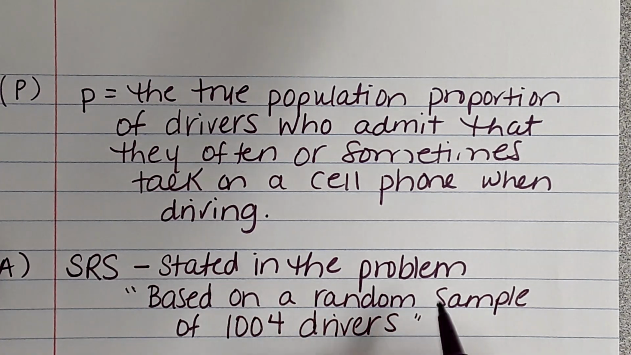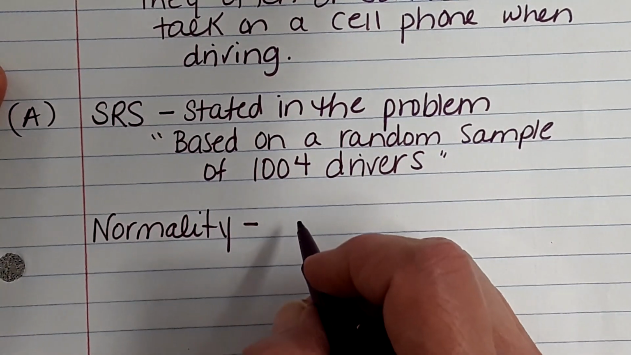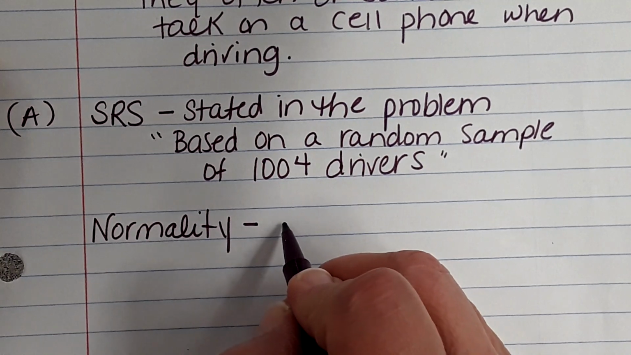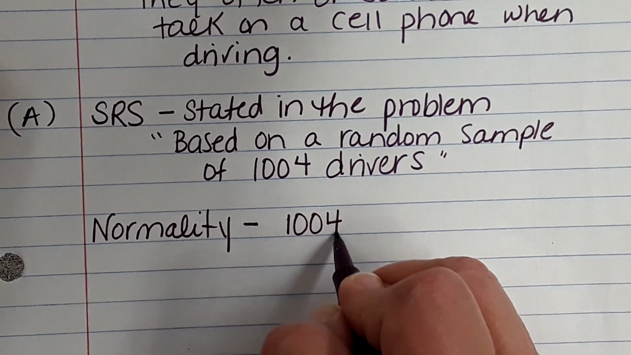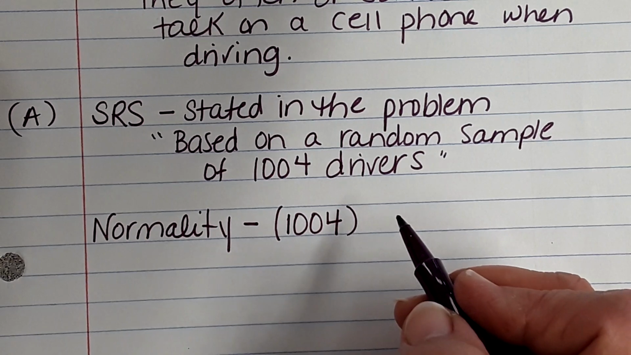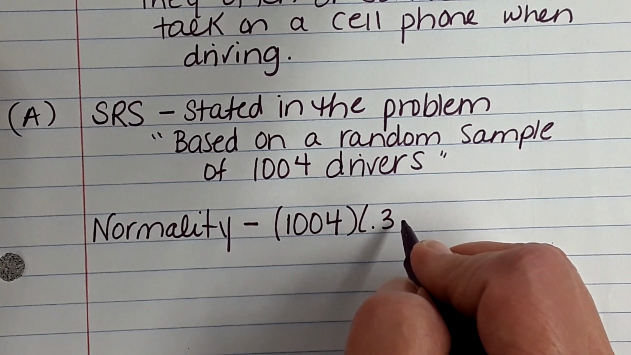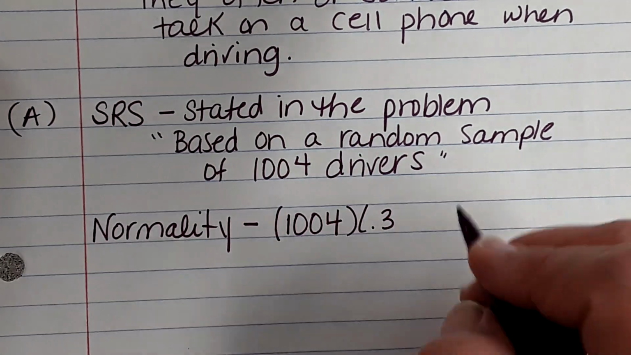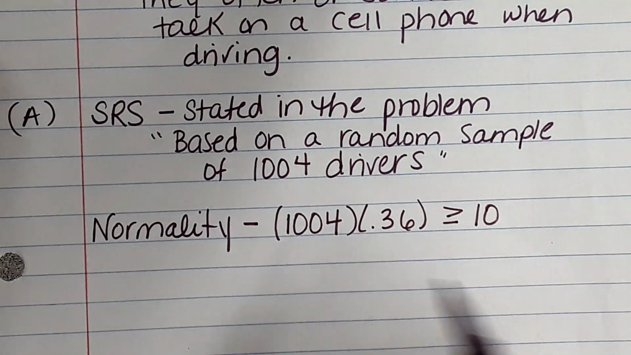Okay. Now, normality. How do you prove normality? We have two things for proportions. So n times p. What's our n? 1,004. And what's our p? Did they give us a p? What'd they give us? 0.36. They did? Which one did they give us? Was that later down? Okay. It should be greater than or equal to 10. And is that true?